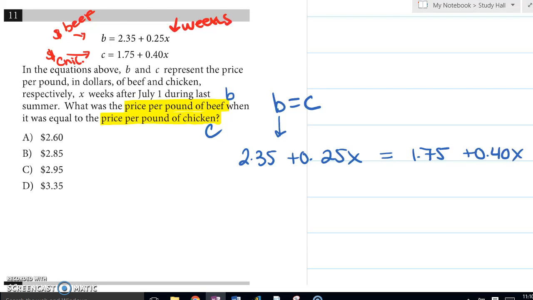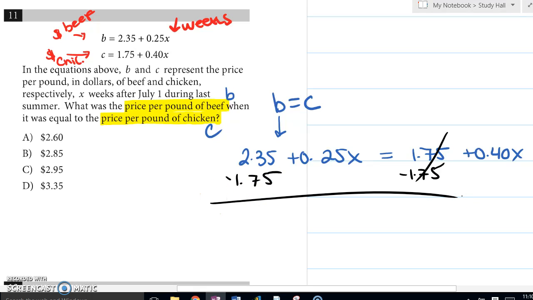So I'm going to get all of my variables to one side, maybe subtract 1.75 from both sides. So we should get 0.6 and then subtract 0.25x.